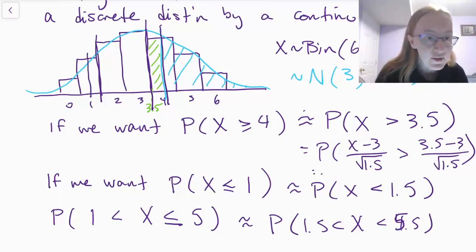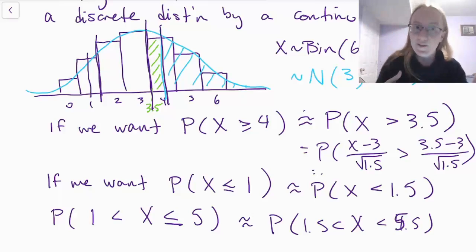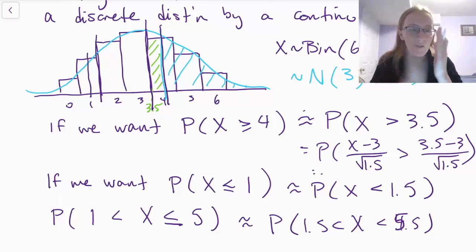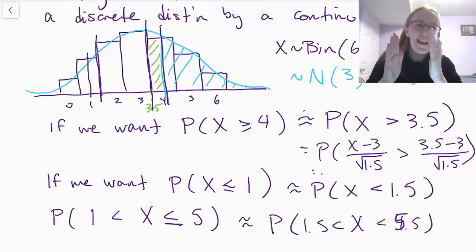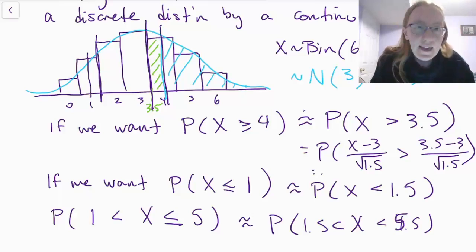Oh, if it was just strictly less than 1, would you go less than 0.5? Exactly. Yes. So whether you go up or down, I hesitate to make a formula for it. You just think about whether we want to include this bar or exclude this bar. If we want to include it, we go halfway to the next value on the side where we include it. And if we want to exclude, we go halfway to the next value in the direction that we exclude it.